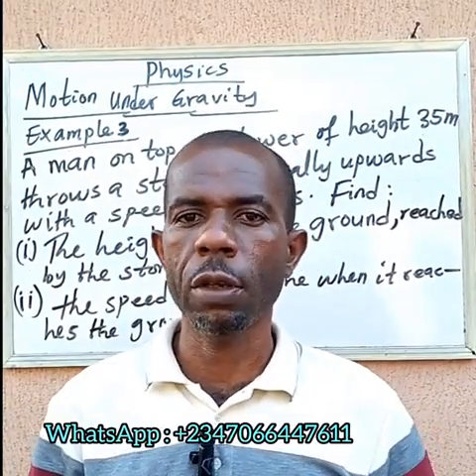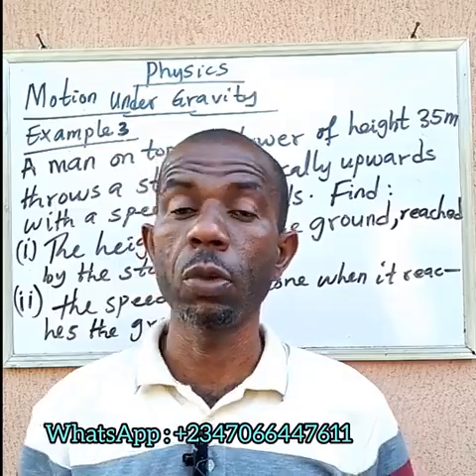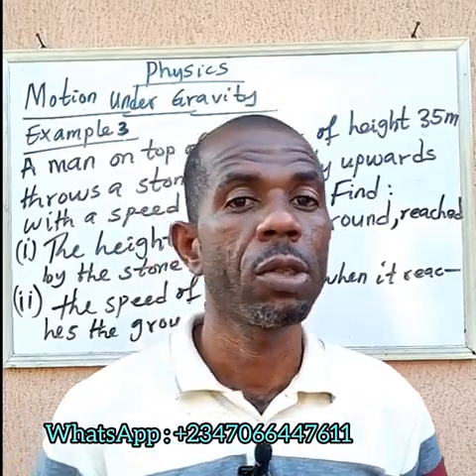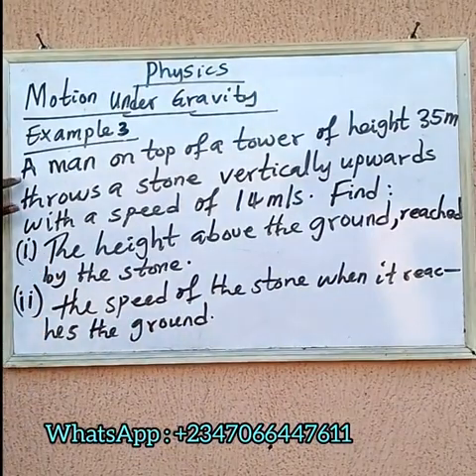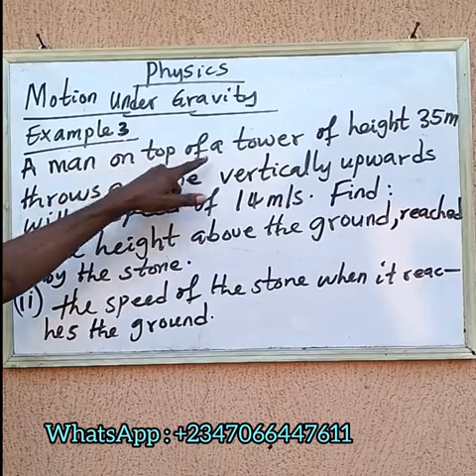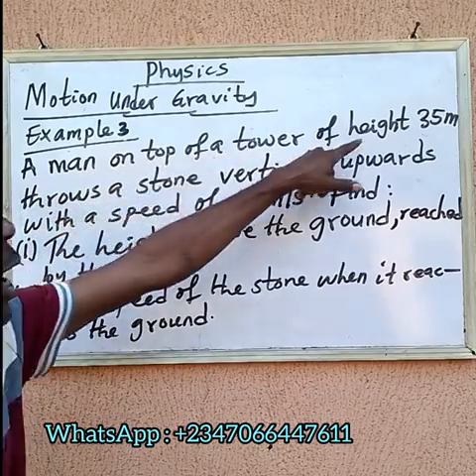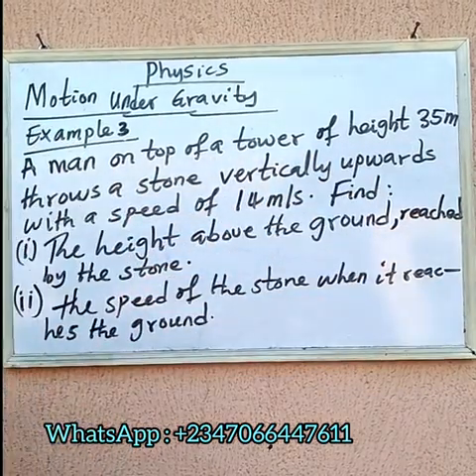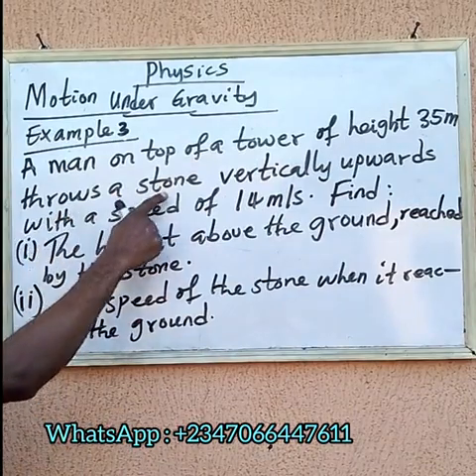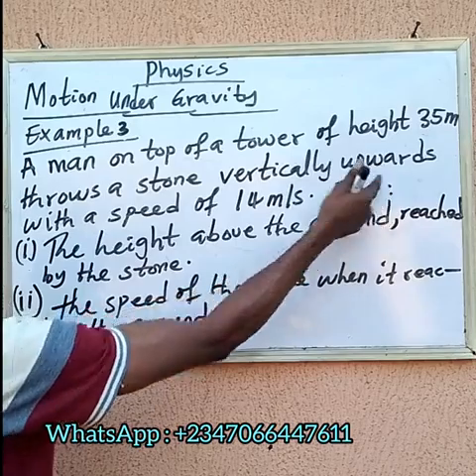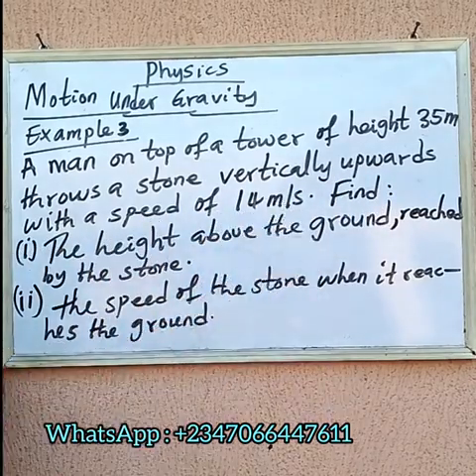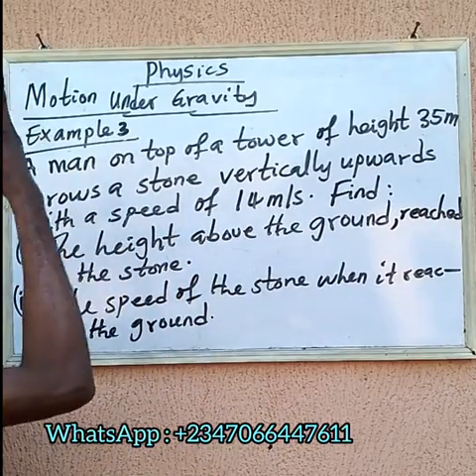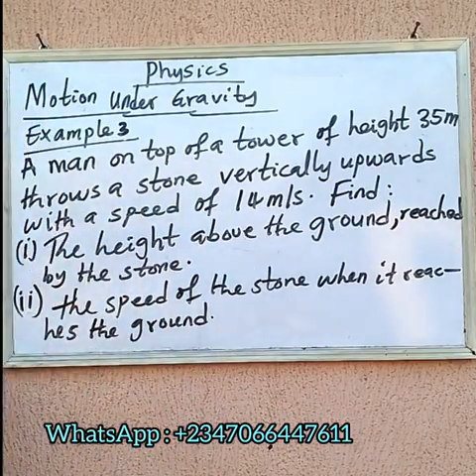Today's class we are going to solve number 3 question on motion under gravity. So look at the question here. The question says a man on top of a tower of height 35 meters throws a stone vertically upwards with a speed of 14 meters per second. So that means it has an initial speed with which the object was projected.